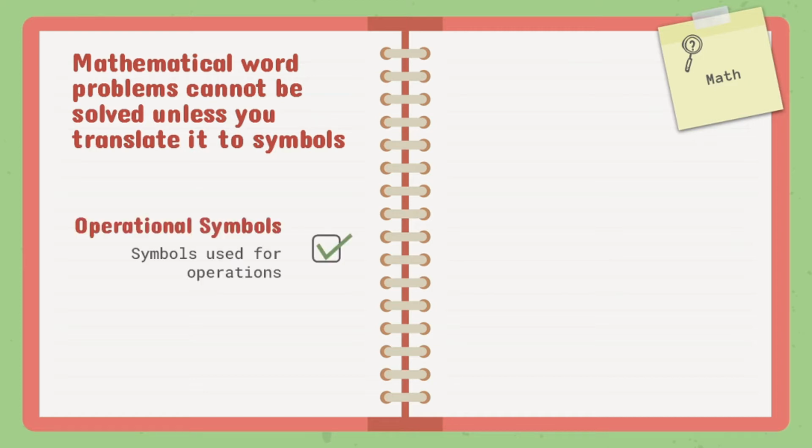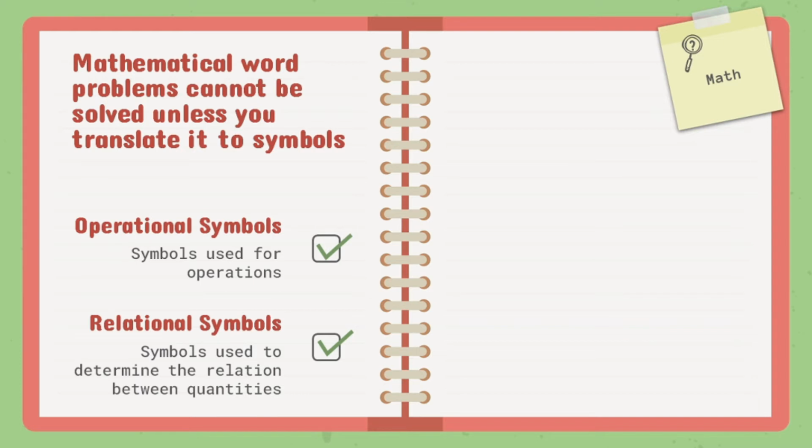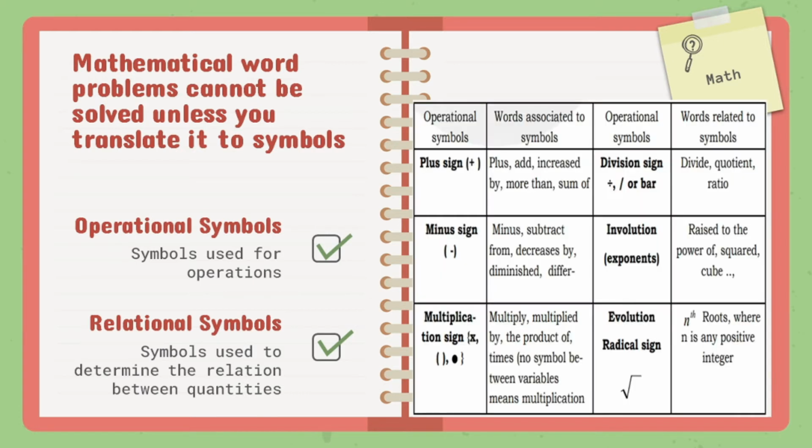Okay? So we have this what we call operational symbols, which are symbols used for operations, and meron din tayong relational symbols na ginagamit naman to determine the relation between quantities. Okay, so kung makikita natin dito, we have different operational symbols. We use this plus sign. For the words na naka-associate sa kanya ay yung plus, add, increased by, more than, and sum of. Okay, so pag makikita niyo yung mga words na yan, ibig sabihin, ang gagamitin nating symbol or operation is addition or plus.